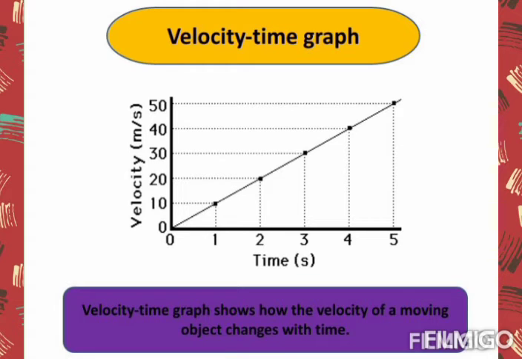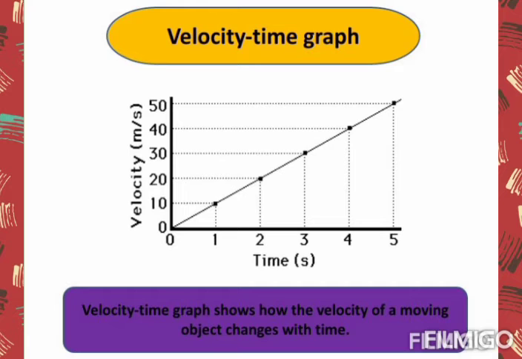Here is another type of graph that you will study in detail in your next lectures. That is called the velocity time graph. It means there are two quantities between which the graph is plotted. The first quantity is called velocity and the other is time. Time is the independent quantity, so we have to mention the values of time on the x-axis and the values of velocity on the y-axis, because velocity depends on time.